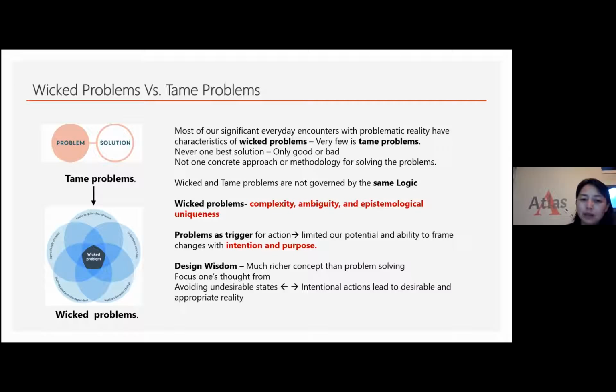because it has a richer concept than just focusing on solving problems. Because it's design, you have to have intention, leading toward a desirable reality. So you design something, instead of trying to react to a problem to solve it.